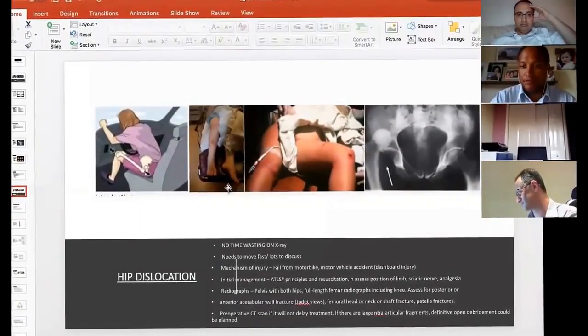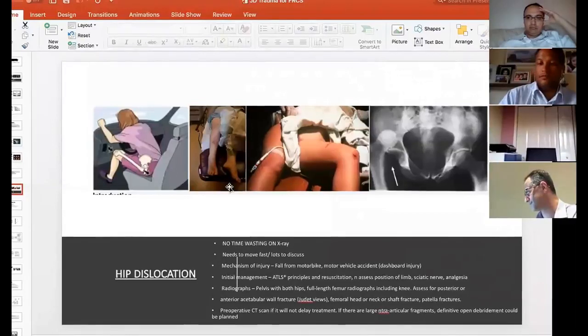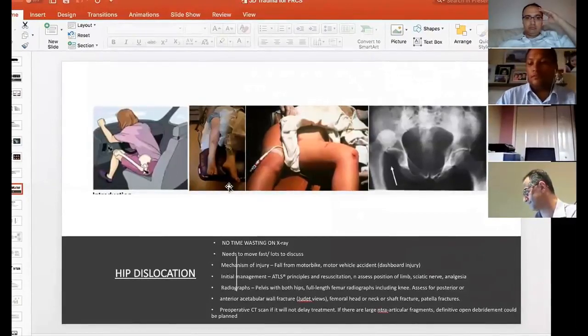An important dislocation you will have in the exam is the hip dislocation. Always remember, on hip dislocation, you should not waste any time on the x-rays. It's a hip dislocation, you talk about hip dislocation. The minute you talk about hip dislocation, you need to move fast, as there is a lot to discuss. It can be an ATLS topic only. Yes, so you're talking about ATLS.